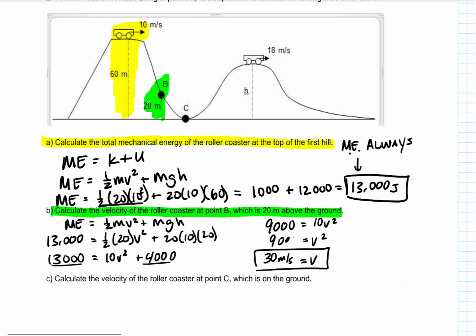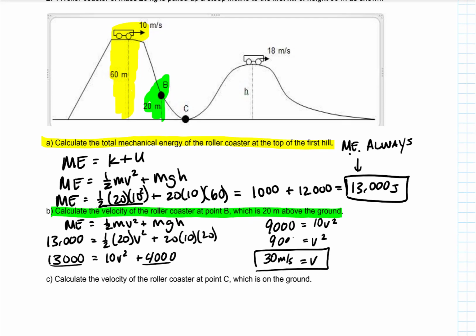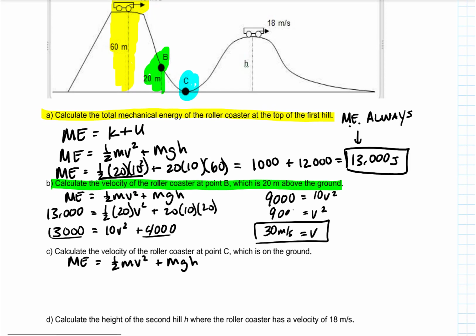Calculate the velocity at point C, which is on the ground. So if we move on to point C, we're right there. It's the same thing. Mechanical energy is kinetic energy, 1/2 mv squared, plus potential energy, mgh. My mechanical energy for this problem will always be 13,000, and that's equal to 1/2 times 20 times velocity squared plus 0. It's 0 because point C is on the ground, and the height is equal to 0.